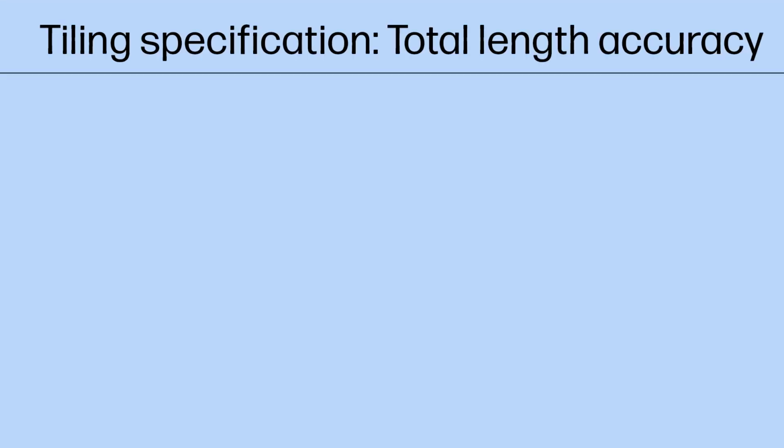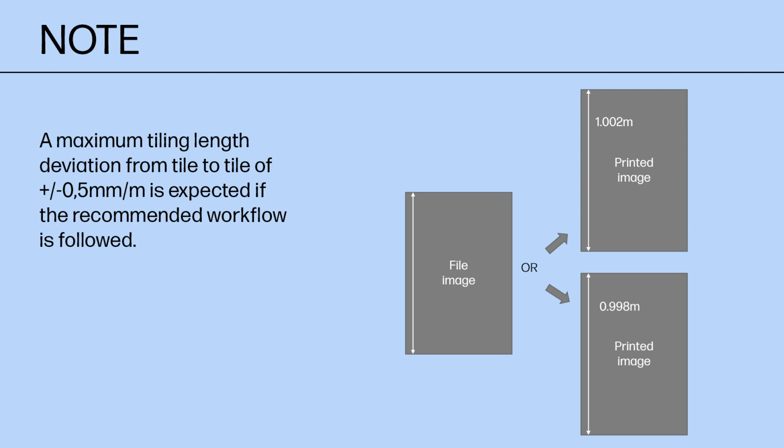Tiling specification, total length accuracy. TLA, or total length accuracy, is the difference between the printed length and the nominal length of the file image length value on the RIP. If TLA is out of specification, it must be corrected in RIP by using an output size compensation factor. A maximum tiling length deviation from tile to tile of +/-0.5 mm/m is expected if the recommended workflow is followed.